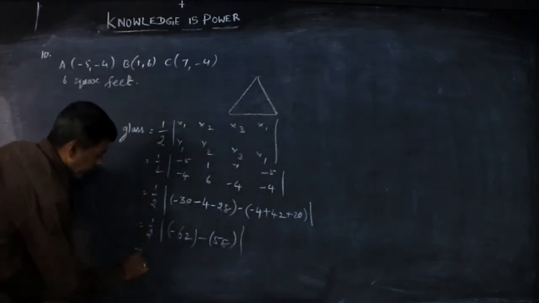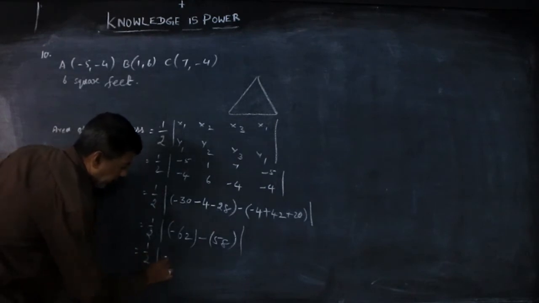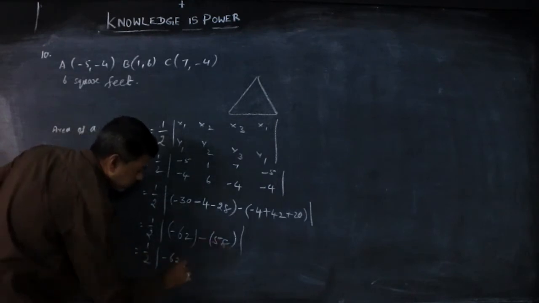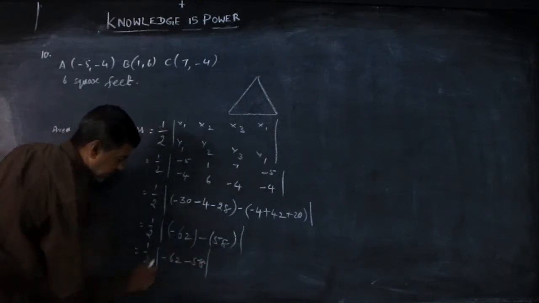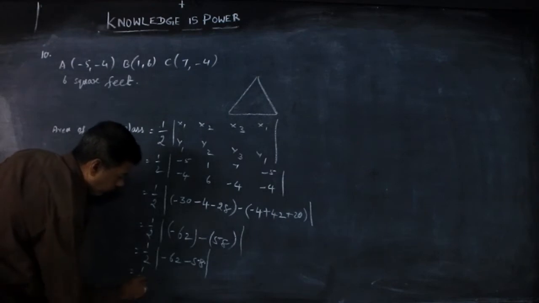Afterwards, equal to 1 by 2, minus 62 minus 58, because minus into plus is minus. So when you get that, what will be here?